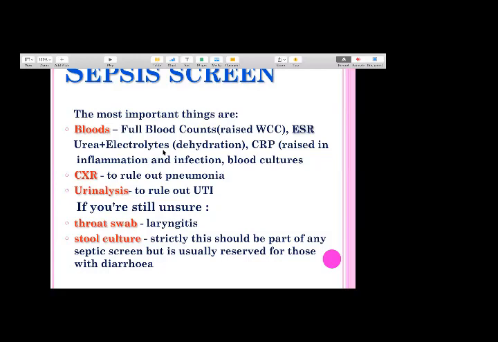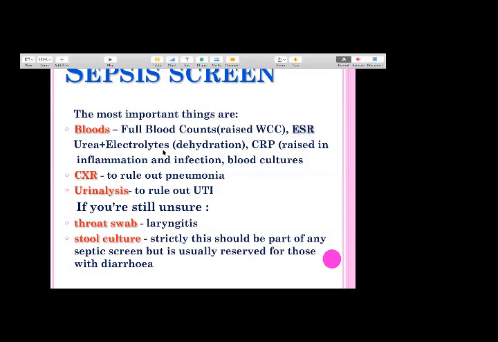CRP, C-reactive protein, is another marker of inflammation and infection in the body, and is usually raised when there is presence of either, along with blood cultures, in which we find out exactly what bacteria was responsible for the sepsis. So from the blood profiling, this is necessary for screening of sepsis. There are other tests that you can perform, however these are the necessary ones that you should perform.